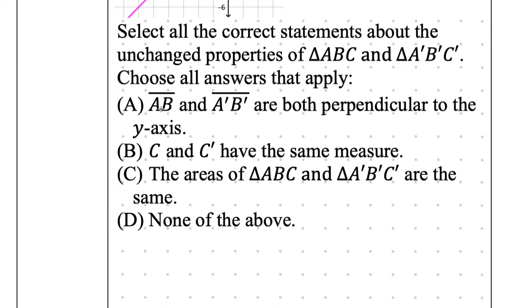It's saying that line segment AB and line segment A prime, B prime are both perpendicular to the y-axis. Well, is that still true? Is that an unchanged property between triangle ABC and triangle A prime, B prime, C prime? And we're choosing all that applies, so it might be A, B, and C, or maybe just D.